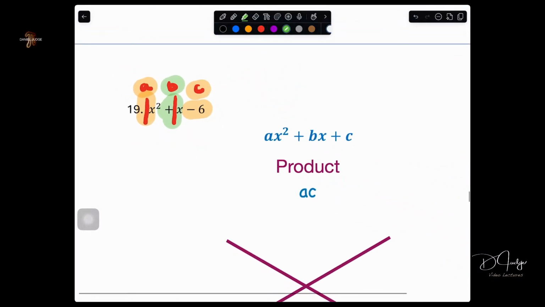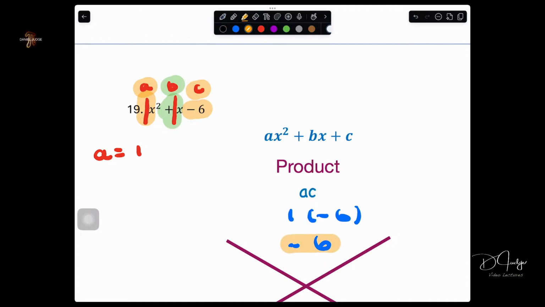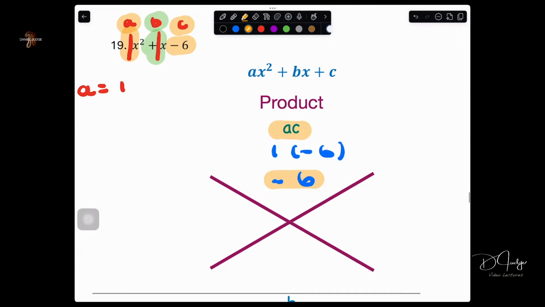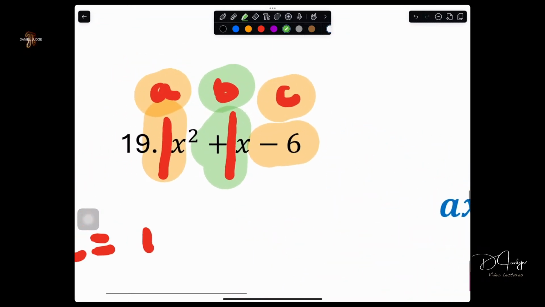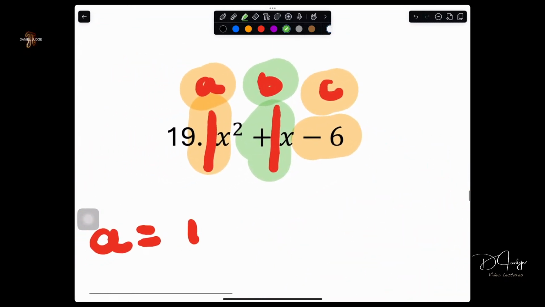So we need to multiply A times C here. Again, emphasize that A is 1, so this will be 1 times negative 6, which is negative 6. That's the product of A times C. And then B is just a positive 1. We just notate the value of B by reading it off the trinomial here. It's the B value, and that's going to be 1.